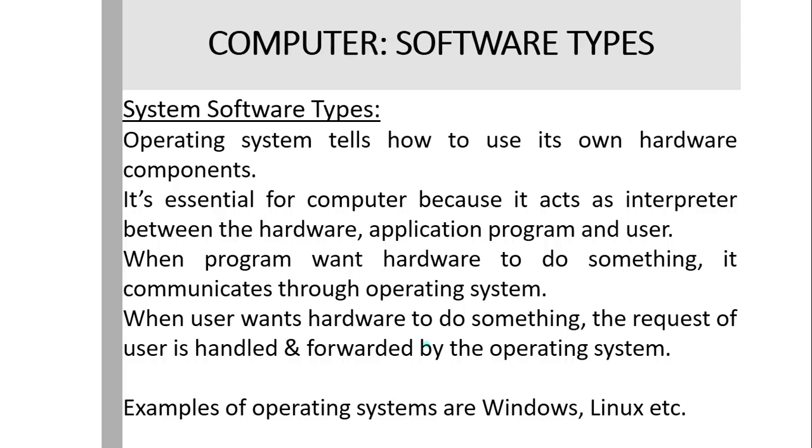It tells how to use its own hardware components. It's essential for computer because it acts as an interpreter between the hardware, application program, and the user. Right? Any instruction we give is forwarded to the application through OS, and then application forwards to hardware through OS, operating system. When a program wants hardware to do something, it communicates through the operating system. When user wants hardware to do something, the request of the user is handled and forwarded by the operating system. The examples of operating systems are Windows, Linux, Mac.